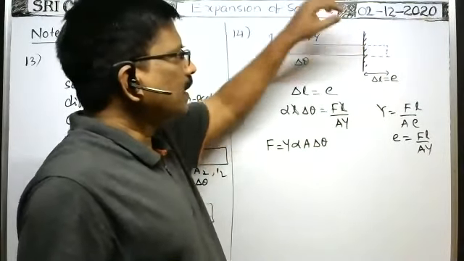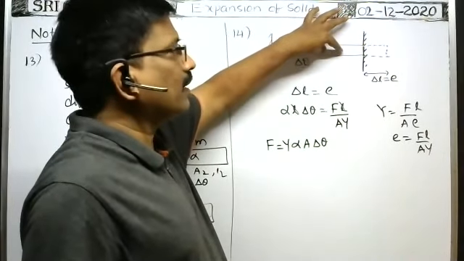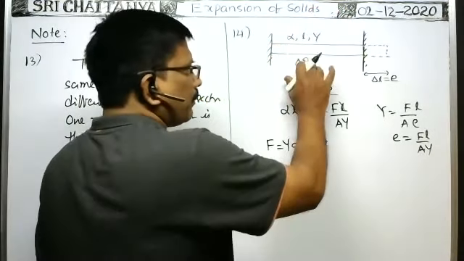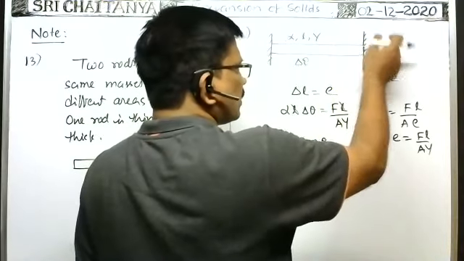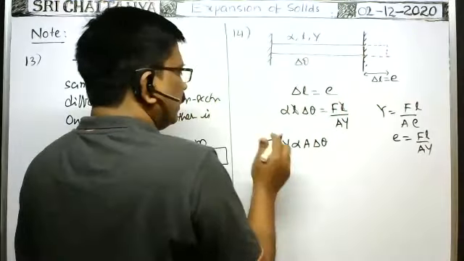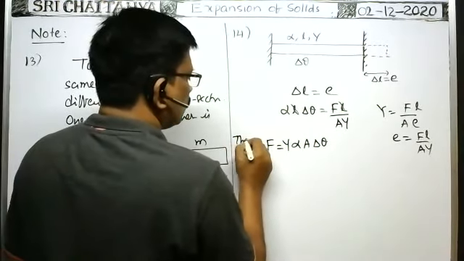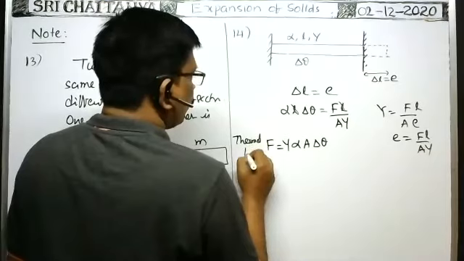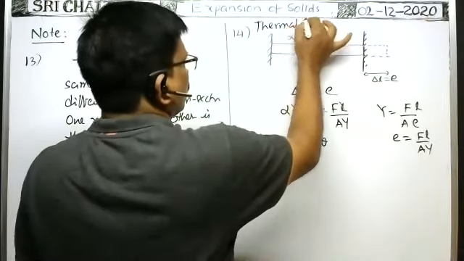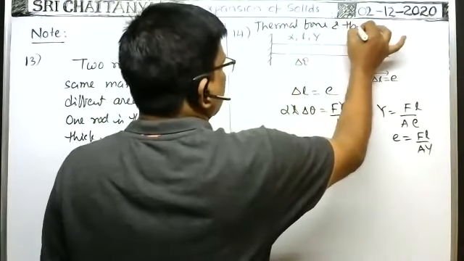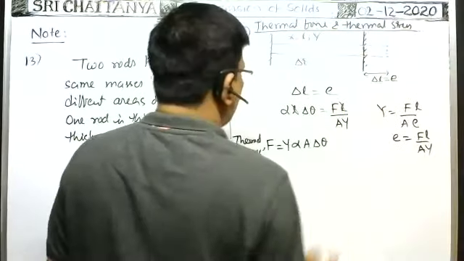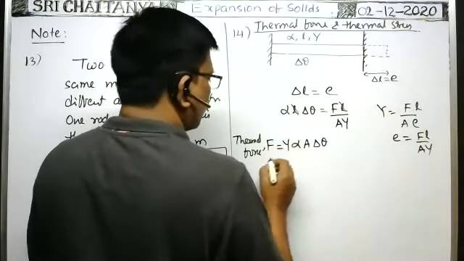Whenever the rod is compressed here, some longitudinal force is developed in the rod, which is called the thermal force. So whenever the temperature increases, as the linear expansion is prevented by the support, some tension is developed in the rod, which is called the thermal force. Thermal force developed in the rod, and thermal stress. So this is the thermal force.